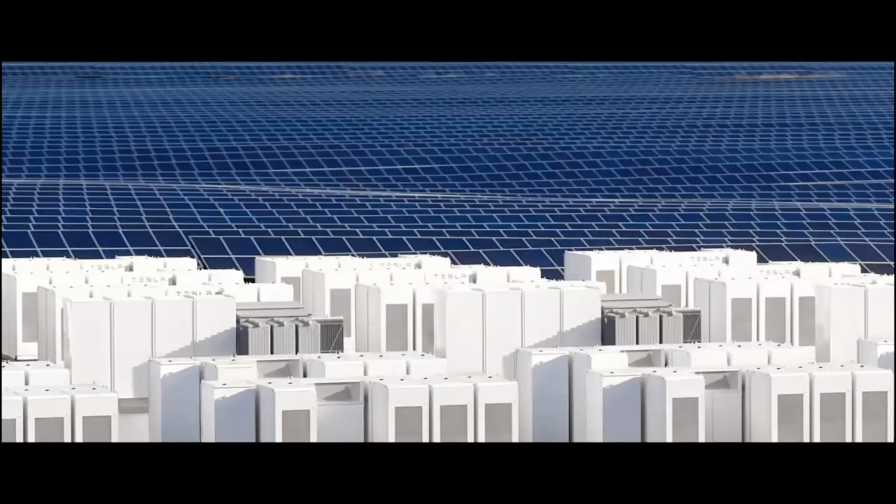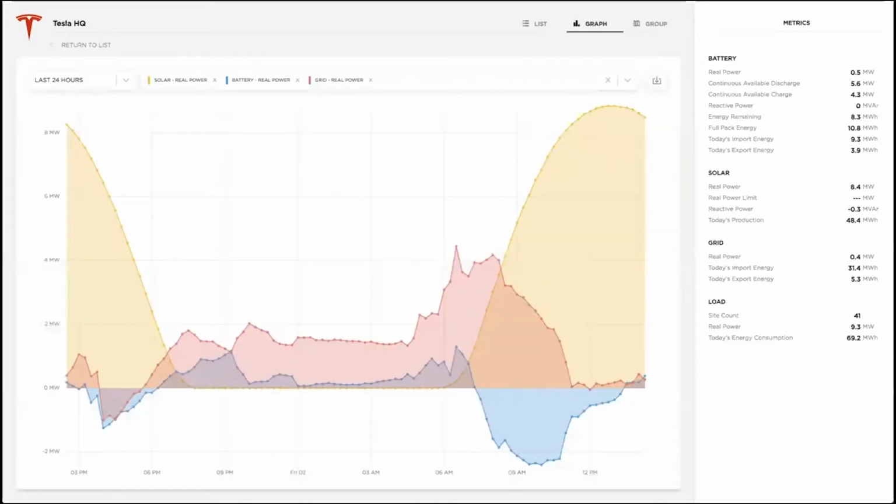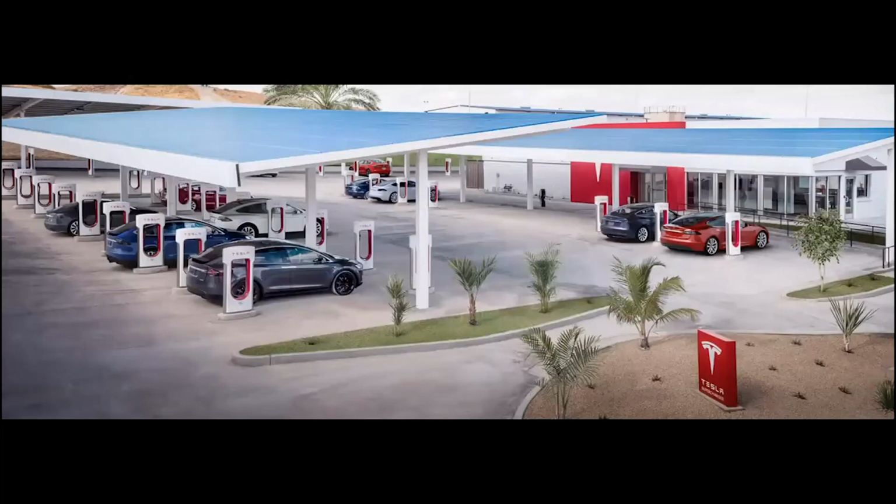Then for industrial customers, the software platform also supports products like Powerpack and Megapack for large-scale energy storage, as well as industrial-scale solar. And that platform also supports tools which allow industrial customers to monitor the performance of their system in real time, or look historically at performance over days, weeks, or even years. And finally, the platform supports the supercharging network, including availability and navigation.